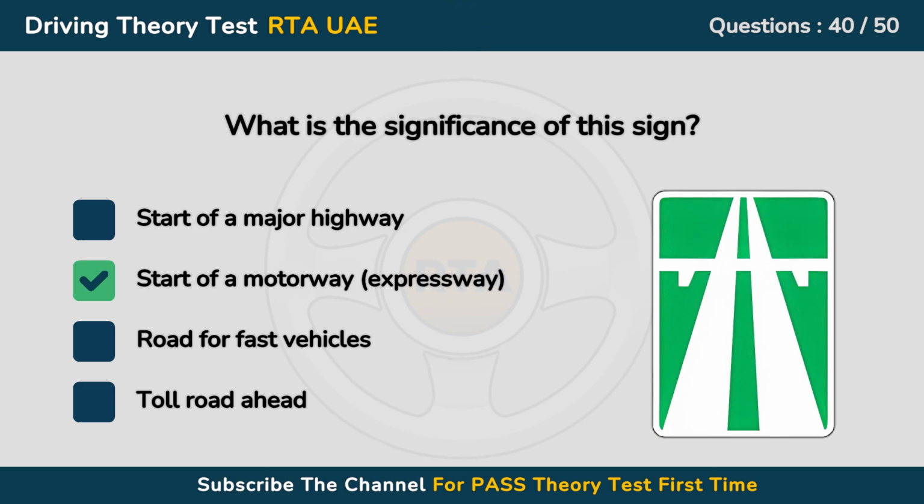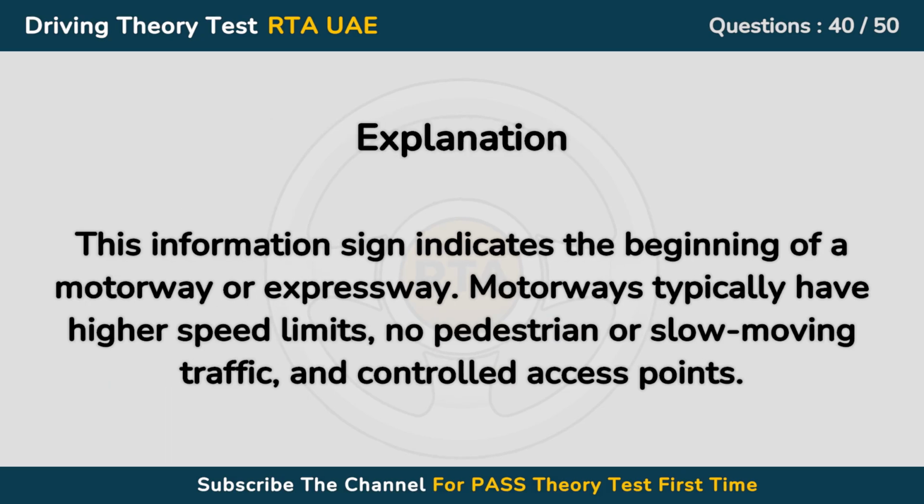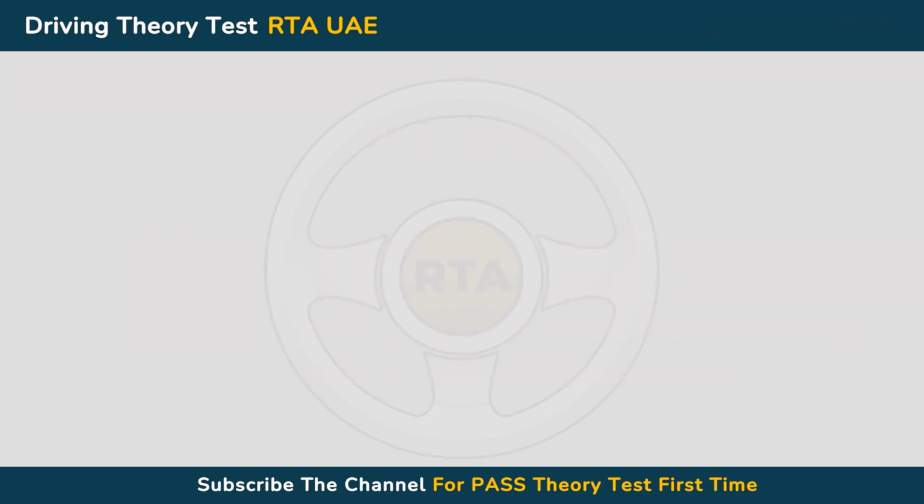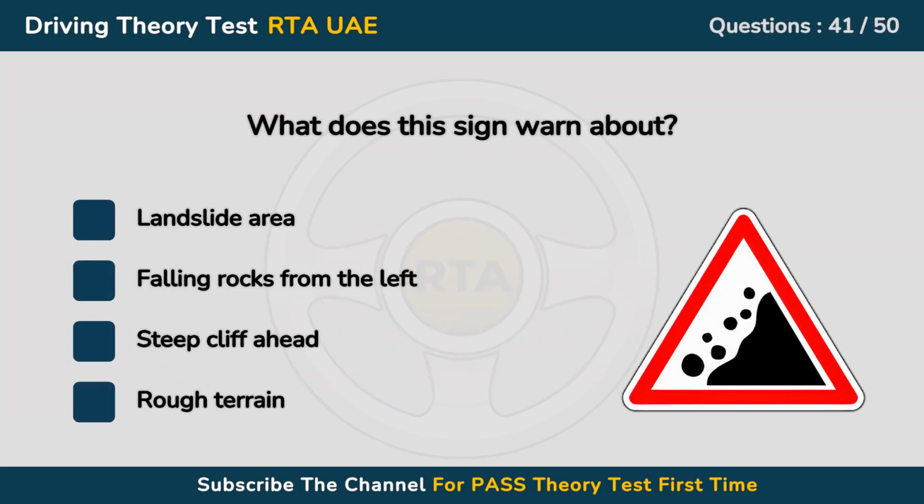Answers is B. Start of a motorway expressway. This information sign indicates the beginning of a motorway or expressway. Motorways typically have higher speed limits, no pedestrian or slow-moving traffic, and controlled access points. Question 41. What does this sign warn about?